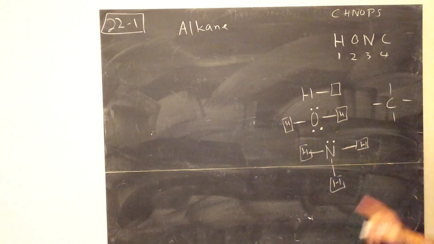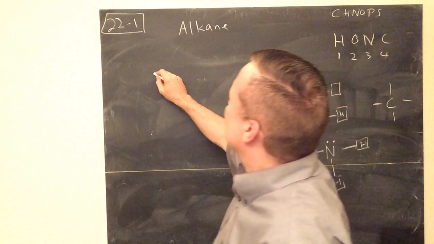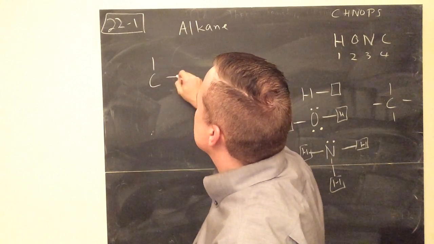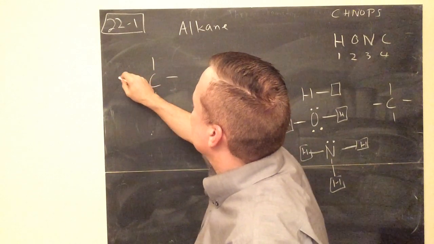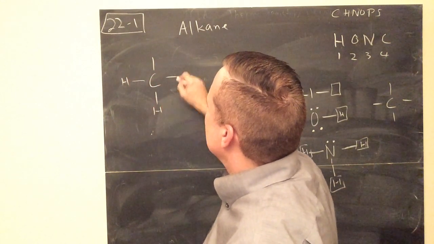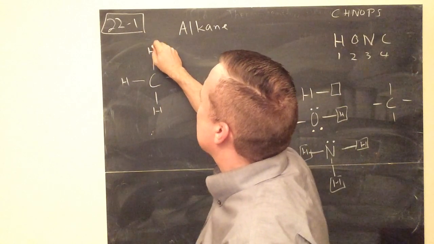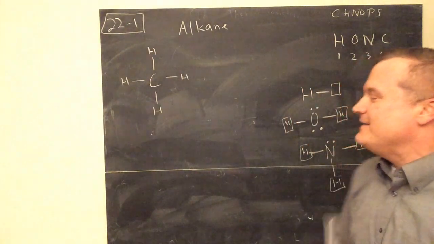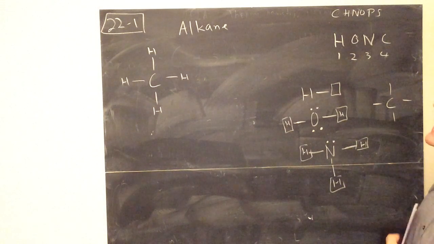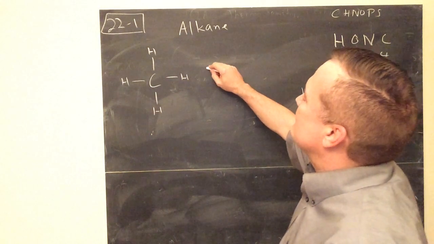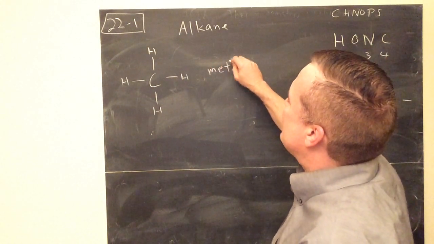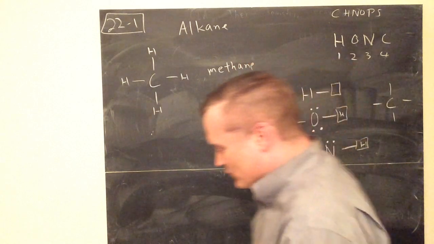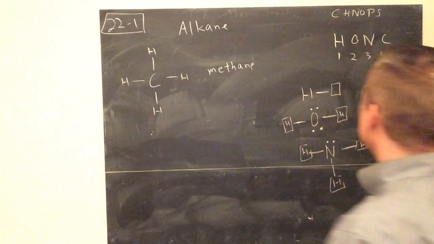Now, let's talk about this one for a moment. Carbon, when it has 4 bonds around it, and you put a hydrogen in every place, we say that carbon, that single carbon, is saturated, okay? Saturated with hydrogen. Now, we call that compound methane. And you've heard of methane before, methane gas.